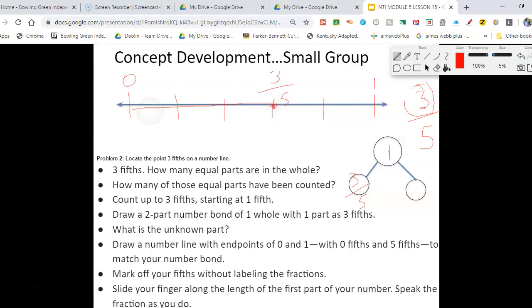Now let's slide the rest of the way and see how many more fifths there are. We know that each part is 1/5. Each part represents 1/5. So let's keep going. 1/5, 2/5. So if we continue to go on that number line, we would have 2/5 more. So 3/5 plus 2/5 equals 1 whole, which is 5/5. Okay? Excellent job. Keep up the good work.